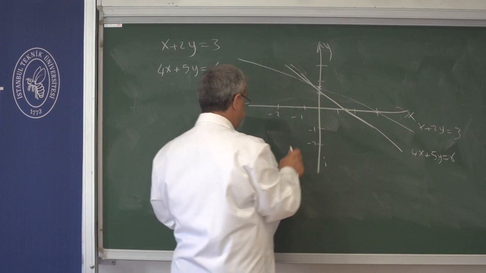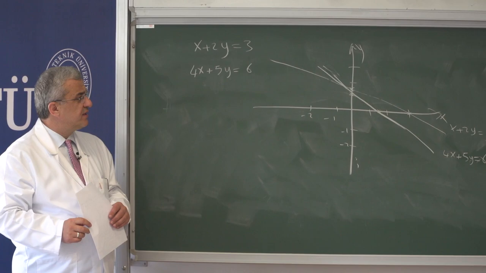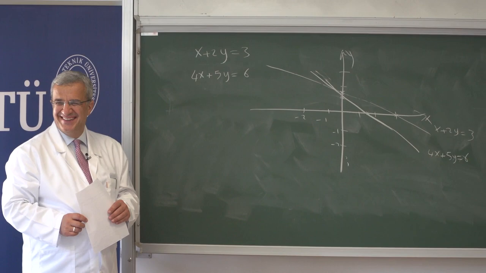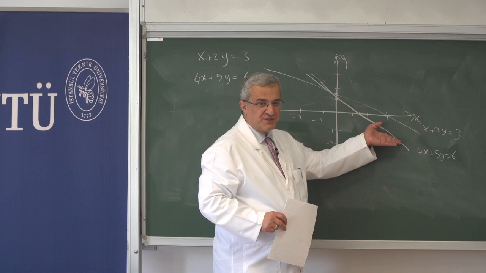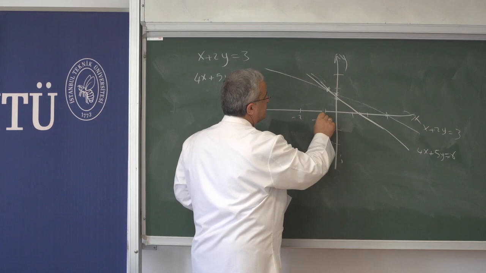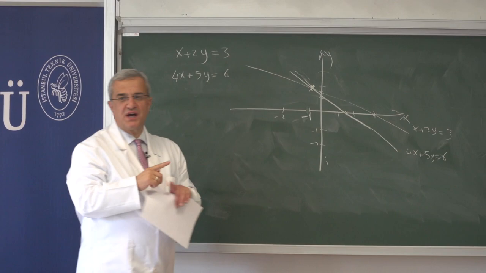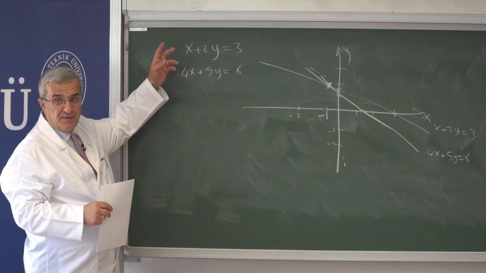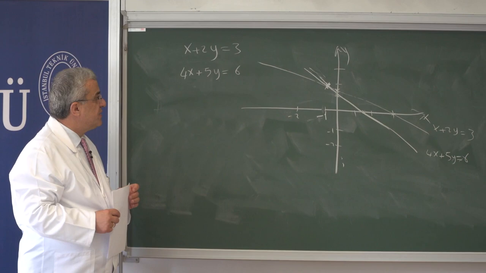So all x's and y's on this line satisfy the second equation, and all x and y on the other line satisfy the first equation. So which x and y satisfy both of them? It is this, okay? So where two lines intersect is the solution of the system of linear equations. The only point that will satisfy both of them, right? We already talked about this.